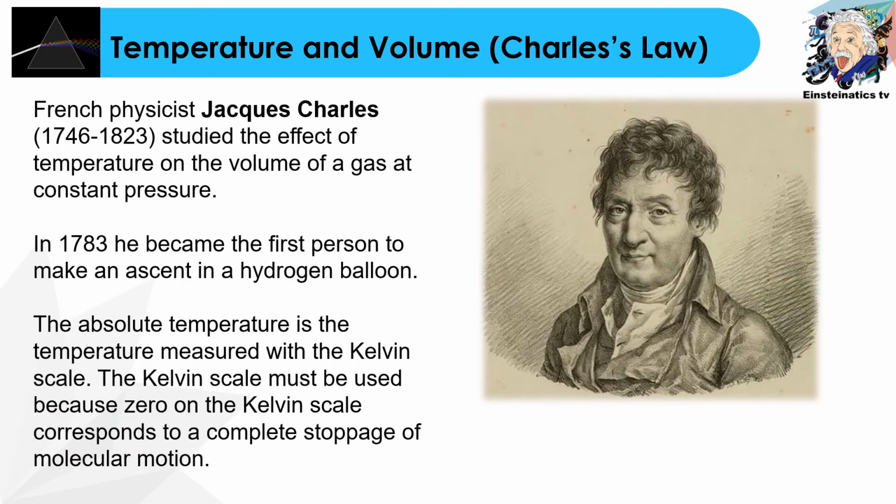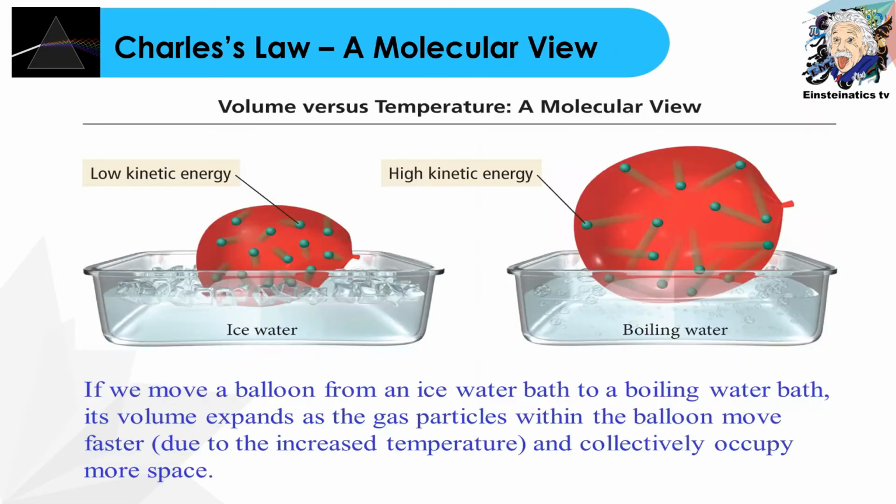The relationship between temperature and volume, also known as Charles' law, was proposed by Jacques Charles. He studied the effect of temperature on the volume of a gas at constant pressure. And quick fact about Jacques Charles, he is also the first person to make an ascent or unang gumamit ng hydrogen balloon. Now, according to this law, that absolute temperature is the temperature measured in Kelvin. So, bakit Kelvin? Because the Kelvin scale must be used because 0 on the Kelvin scale corresponds to a complete stoppage of molecular motion.